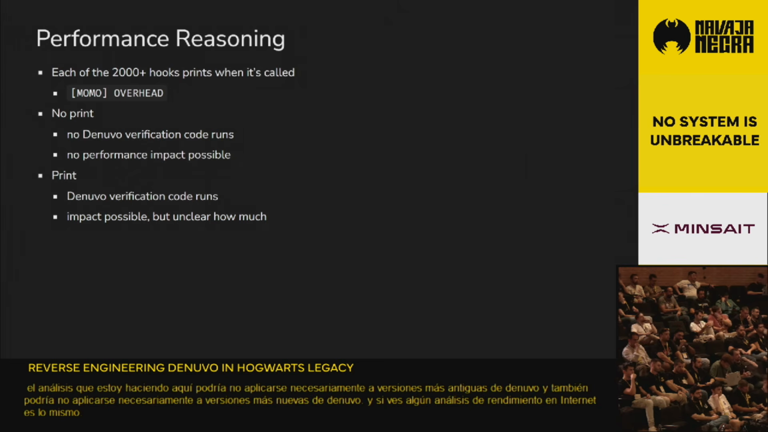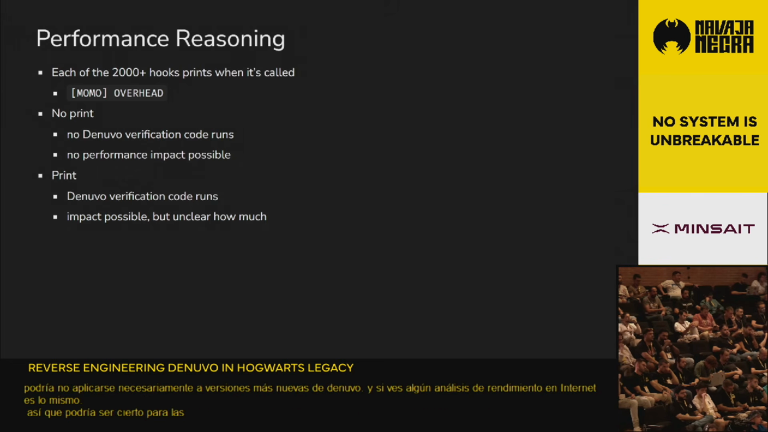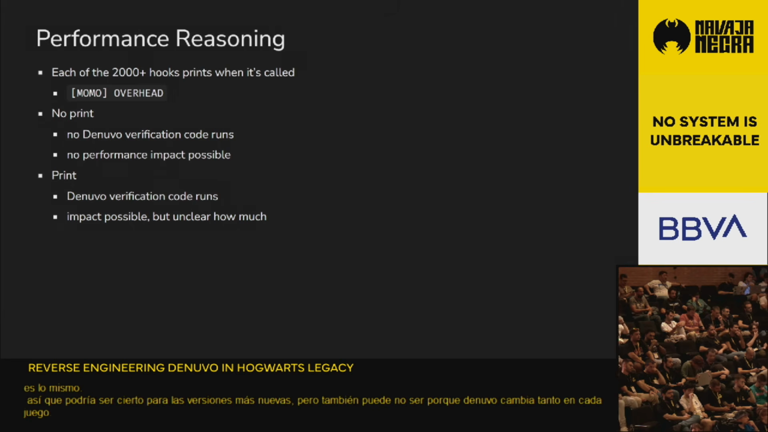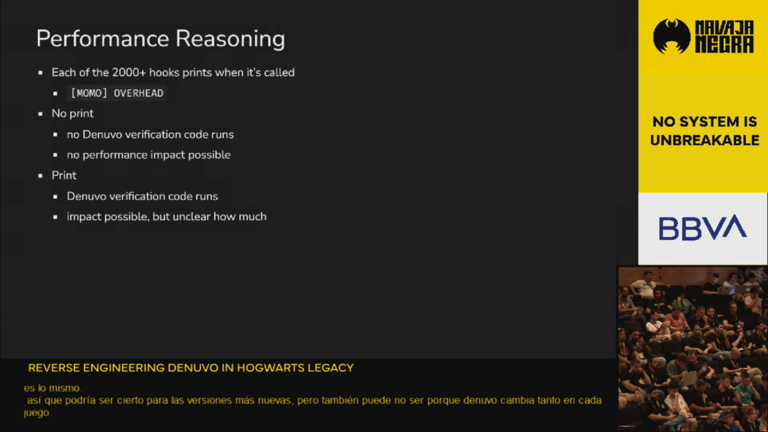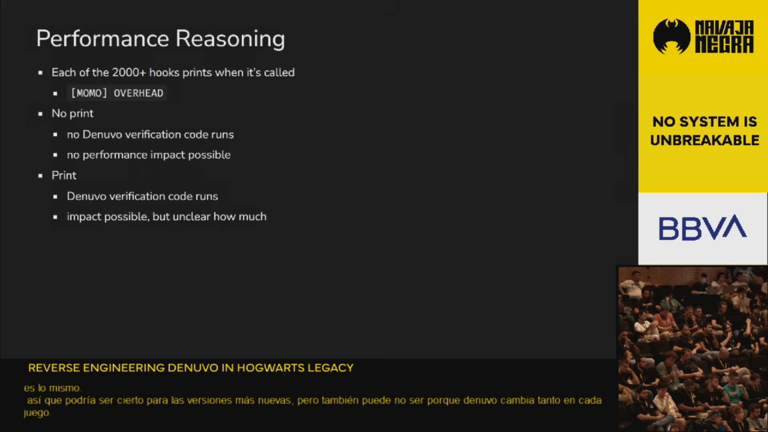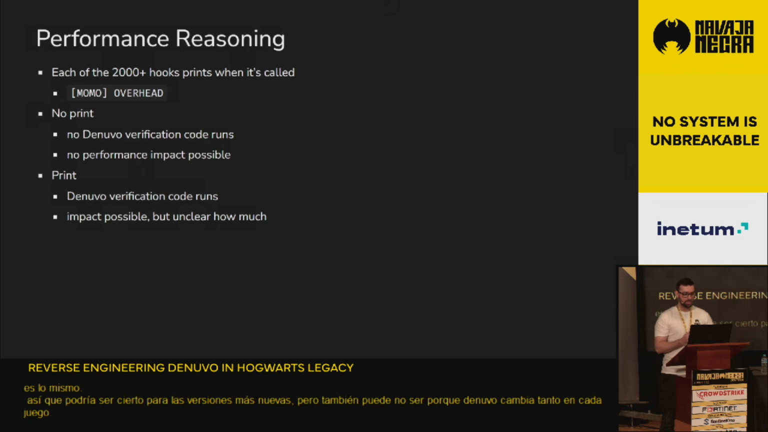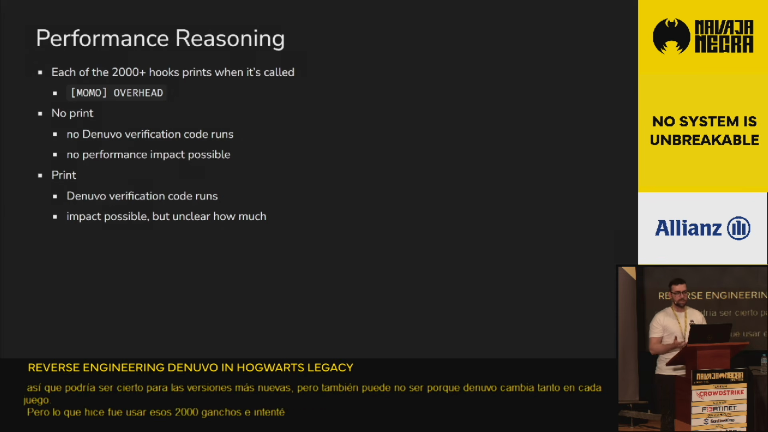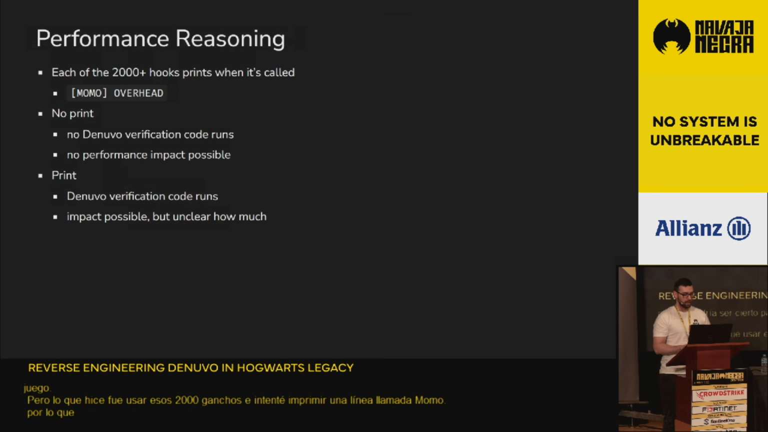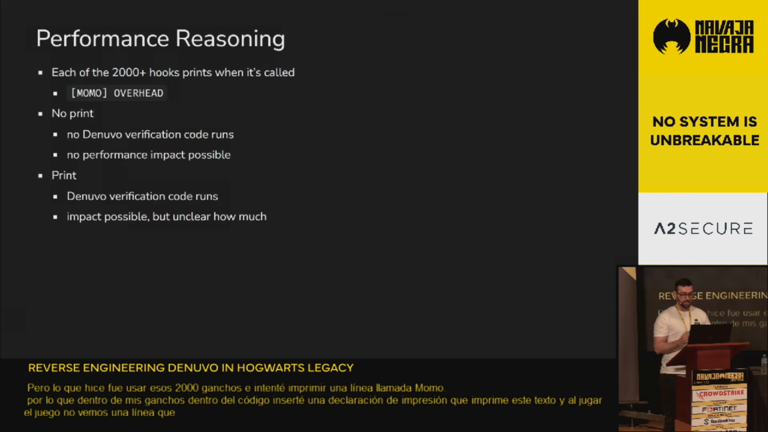But what I did is I used those 2,000 hooks, and I tried to print a line called Momo overhead. So inside my hooks, inside the code, I inserted a print statement which prints this text. And by playing the game, if we don't see a line being printed, that means that none of this Denuvo verification code that uses my hooks runs. And that also means that no performance impact was possible during this moment. And if we see a print, that means that there is Denuvo code running, because I had to patch it. And that means that there is a possibility for a performance impact.